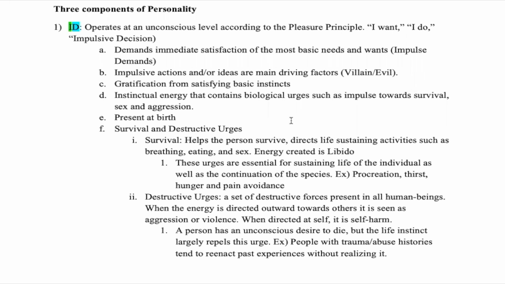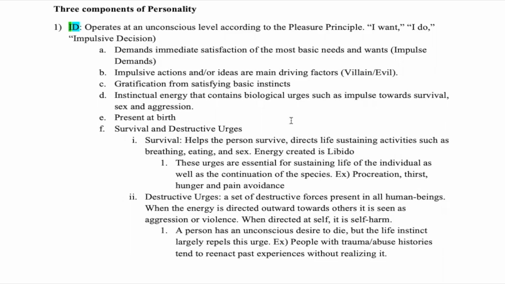So this is where instant gratification is going to come about. And this is where you need to satisfy those needs. So your id is going to be like, boom, we'll do it and think about the consequences later. So it's instinctual energy that contains biological urges such as impulse towards survival, sex, and aggression. The id is present at birth. And again, if we think of the psychosexual stages of development, the oral stage is 100% linked to survival as well as pleasure. So that's where the id comes in.